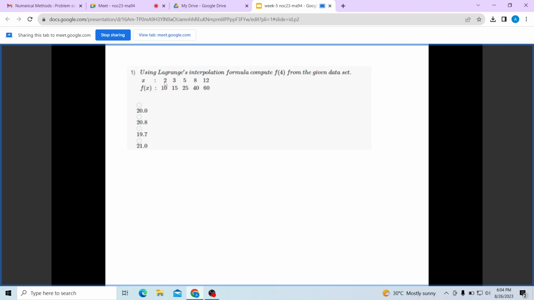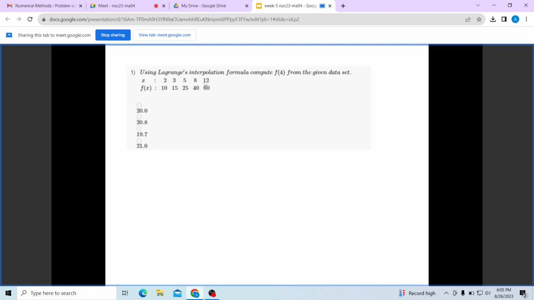At x equals 2, f of 2 is equal to 10. Similarly, at x equals 3, f of 3 is equal to 15. At x equals 5, f of 5 is equal to 25. In this manner, you have been given the data set. Now you have to compute the value at x equals 4. So you have to find the function value at x equals 4.